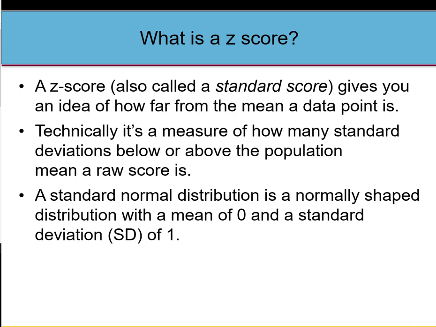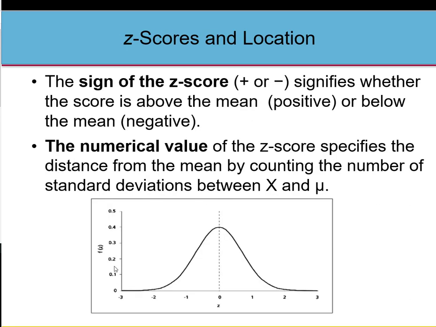A z-score is also called a standard score, and it gives you an idea of how far away from the mean a data point is. Technically, it's a measure of how many standard deviations below or above the population mean a raw score is. In a standard normal distribution, which is normally shaped, it has a mean of 0 and a standard deviation of 1. So in a standard normal distribution, the sign of the z-score, plus or minus, signifies whether the score is above the mean over to the right or below the mean over to the left. The numerical value of the z-score specifies the distance from the mean by counting the number of standard deviations between the score and the population mean, so x and mu.